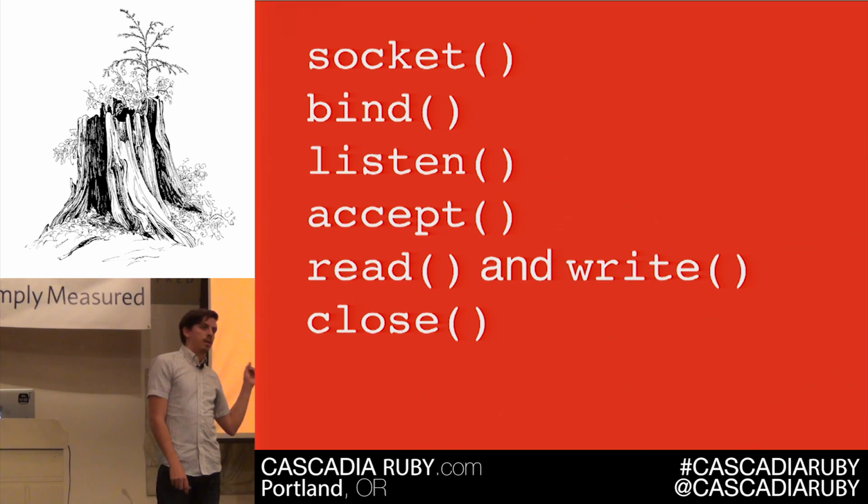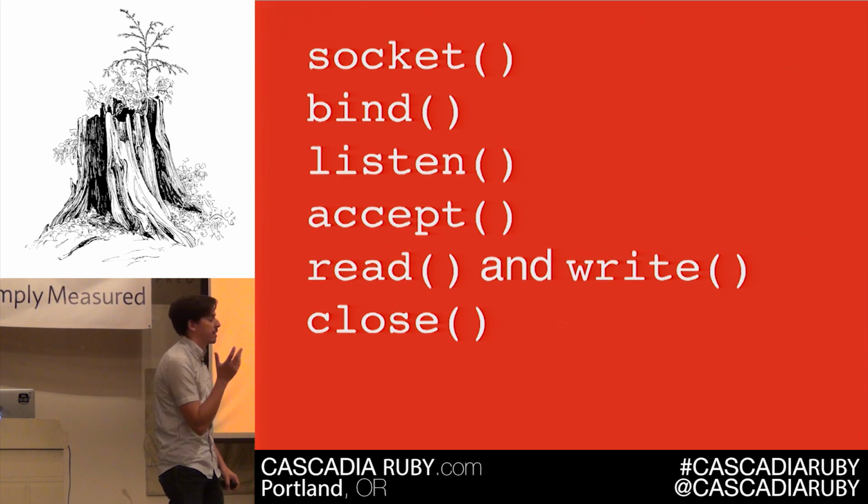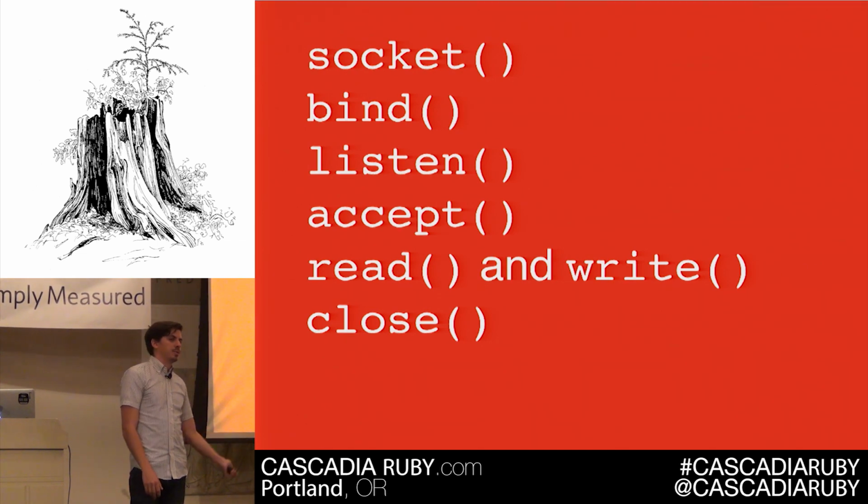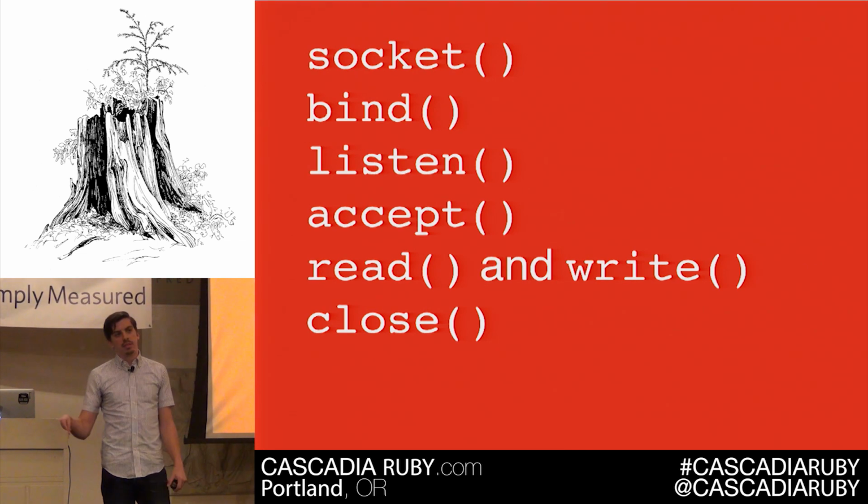So the first one creates a socket in the kernel. This is how we create the data structure that we use to talk about these things. This also tells it what kind of socket we want. There's a bunch of different kinds you can use, but generally when we're talking about this, we're talking about TCP/IP sockets.